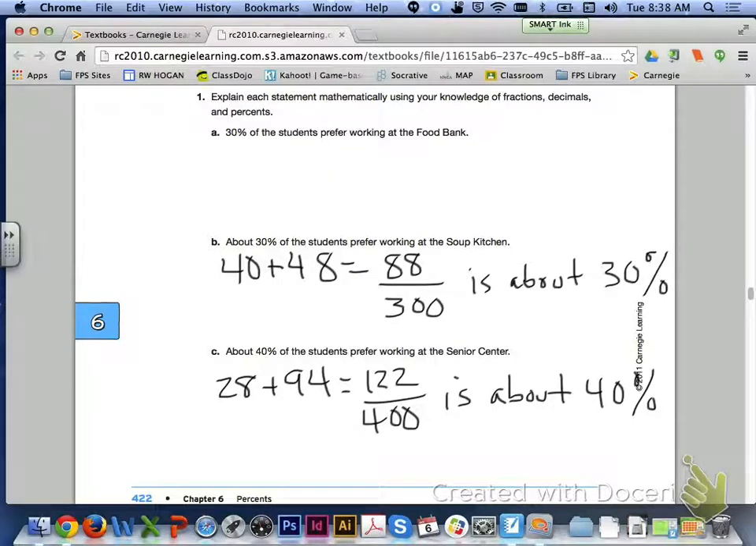If we take a look at letter B, about 30% of the students prefer working at the soup kitchen. If I take 40 plus 48, I get 88 out of 300. That is going to give me right around 30%. And letter C, about 40% of the students prefer working at the senior center. 28 plus the 94, that's going to give me 122 out of 300, which is about 40%.